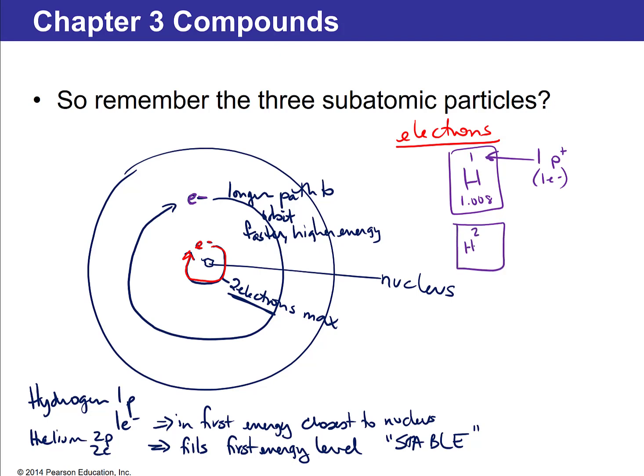Helium. So helium, and it's got its mass as 4.003. So this one has 2 protons and in a neutral atom, protons and electrons are the same. 2 protons, 2 neutrons, and 2 electrons. Those 2 electrons fill the first energy level.